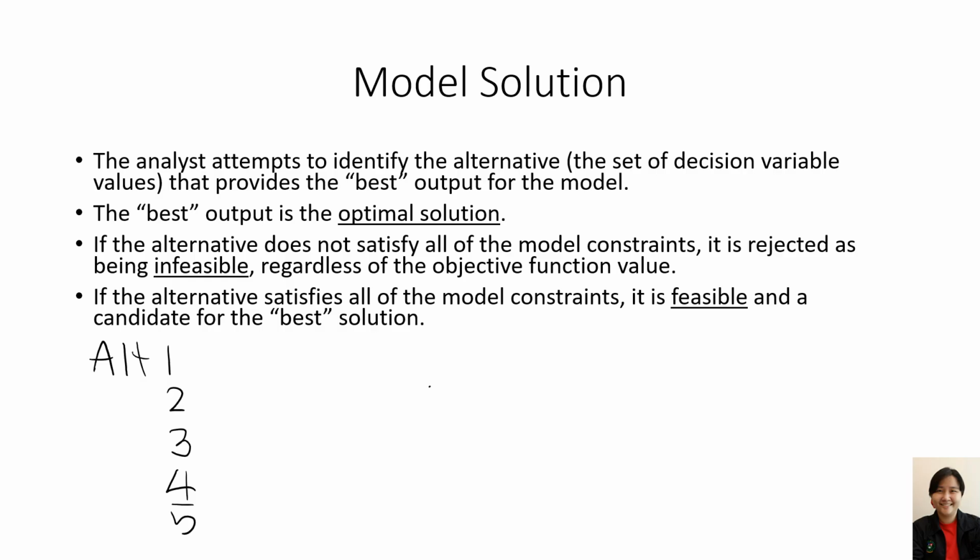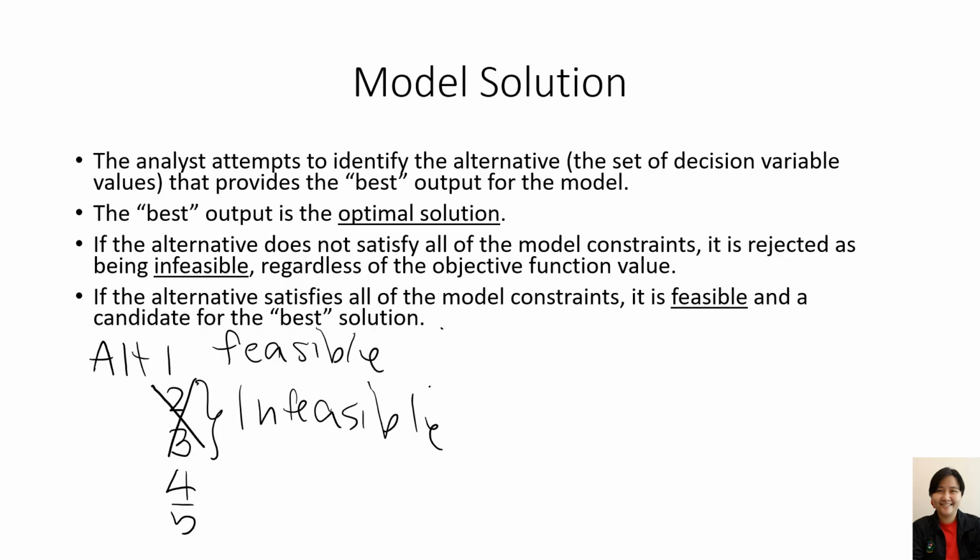Now assume that alternative 2 and 3 do not meet all the constraints, so they are considered as infeasible. So any alternative that is considered as infeasible needs to be rejected. Alternatives 1, 4, and 5, assume that they meet all the constraints, so they are considered as feasible. And these will only be the 3 alternatives that we are going to consider in making a decision.